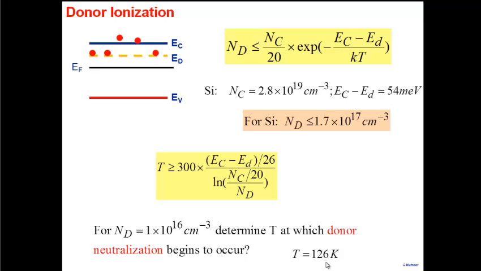So if you've added 10 to the power 16 donor atoms, you can go down to almost 100 degree Kelvin, close to 100 degree Kelvin, and almost 90% would be ionized. If you go below that, well, then less and less will be ionized, which means more and more donor atoms will be neutral here.